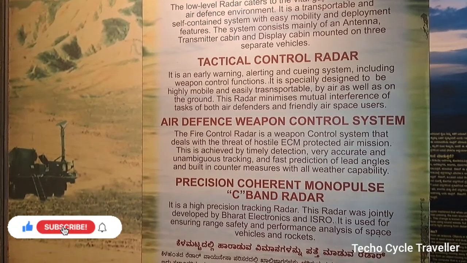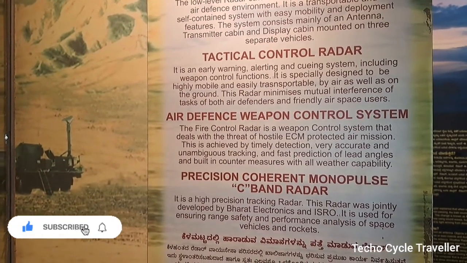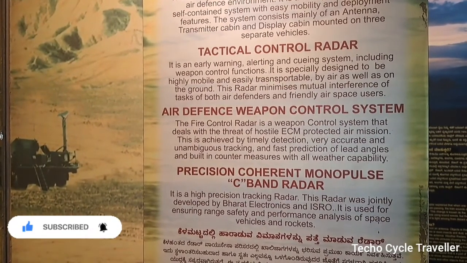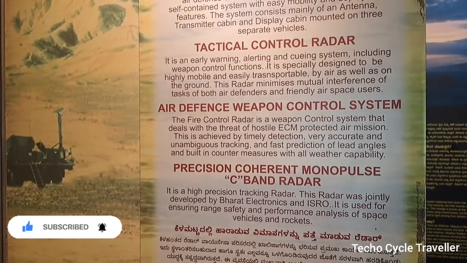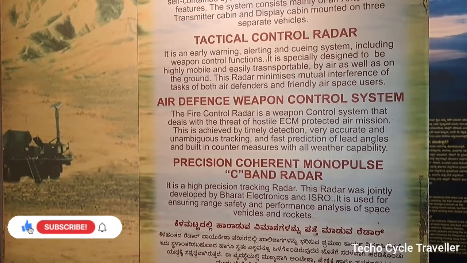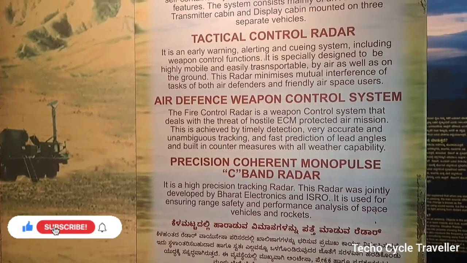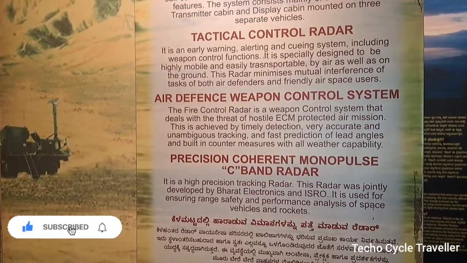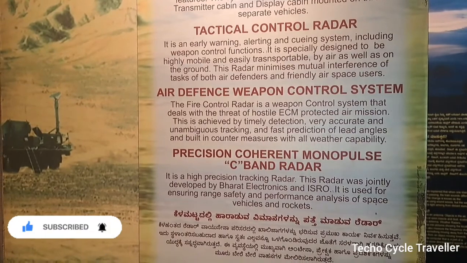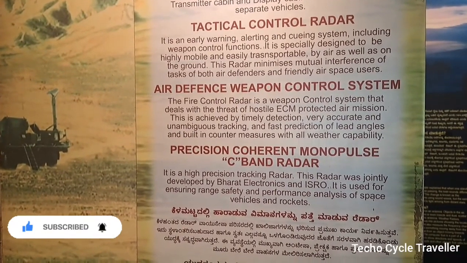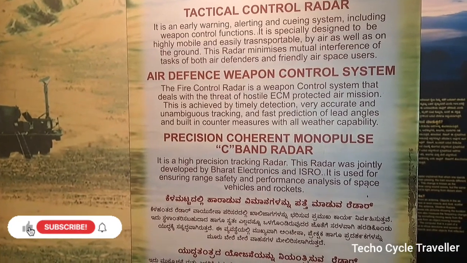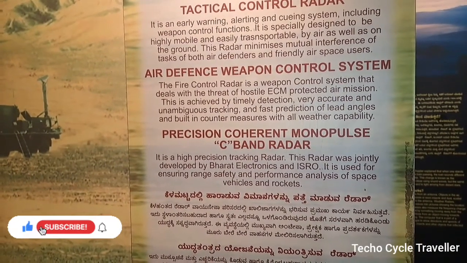Air defense weapons control systems. The fire control radar is a weapon control system that deals with the threat of hostile ECM protected air missions. This is achieved by timely detection, very accurate and unambiguous tracking, and fast prediction of lead angles, with built-in countermeasures and all weather capability.